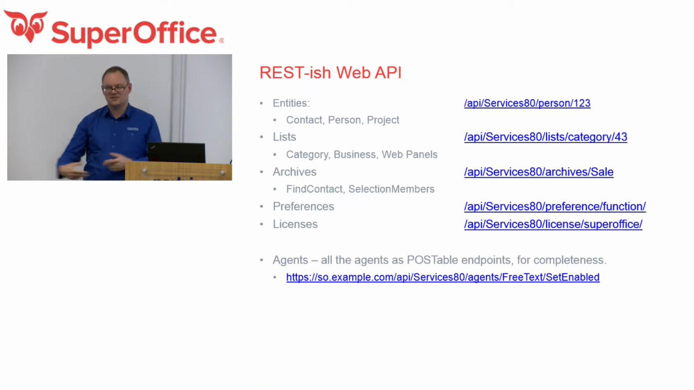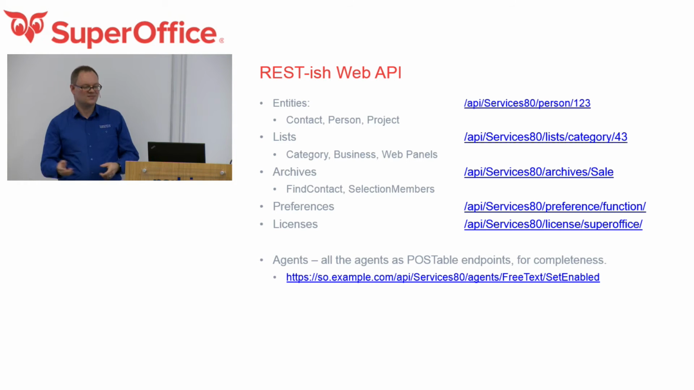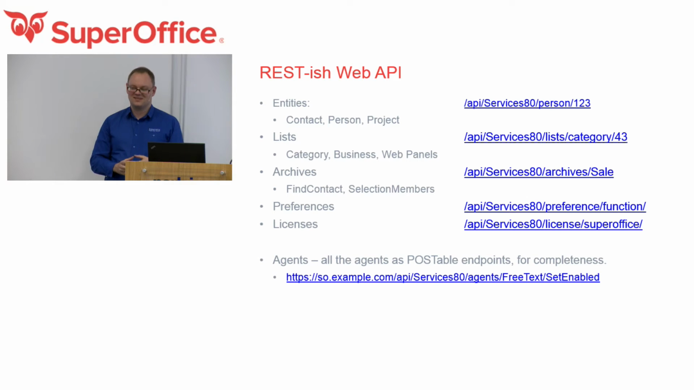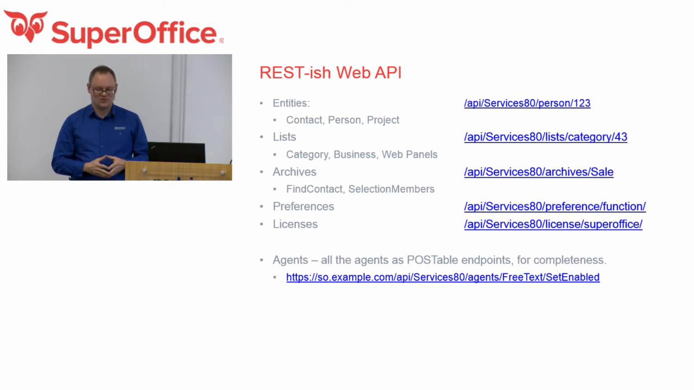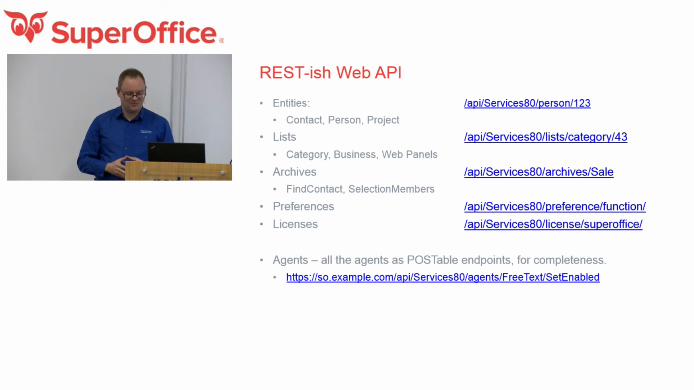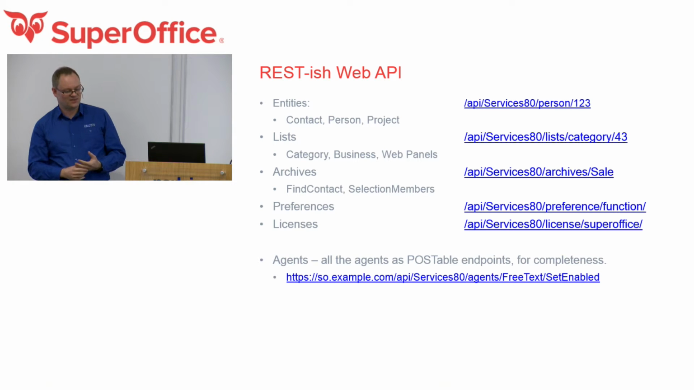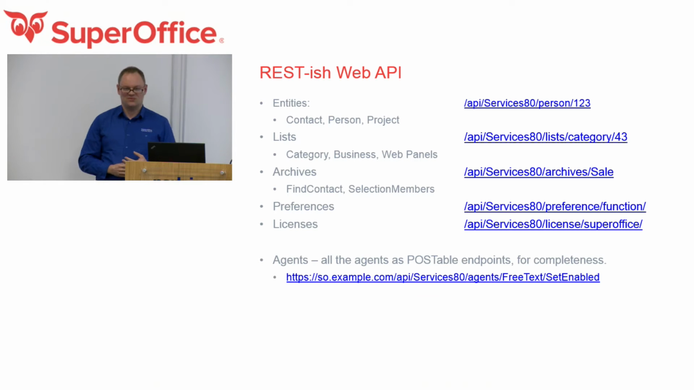The archive providers are all provided in a nice format, and you can provide query parameters in a standard way. We'll show you a couple of examples of that afterward. Things like preferences and licenses are things which we have in the service API, which we can present in a nicer, more easily accessible URL-based system. And all the agents that we have in the service API are also available through this API for simplicity's sake.